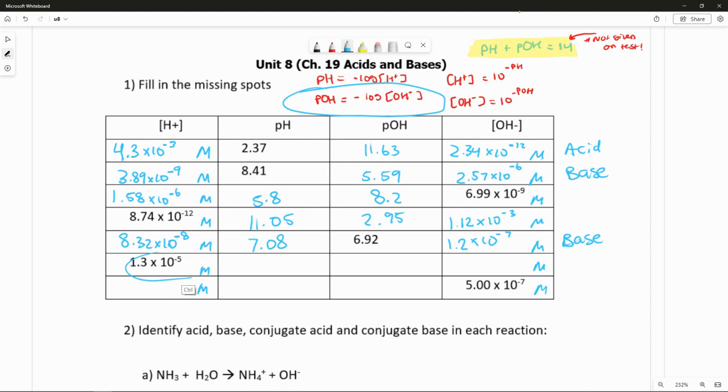Second to last one, we're given 1.3 times 10 to the negative 5 as our concentration of H plus. To find the pH from this, we do a negative log of 1.3 times 10 to the negative 5, which is going to give you 5. Based on this, we calculate our pOH. 14 minus 5 is going to be 9. And we can plug this into our equation for OH: 1 times 10 to the negative 9th molar.